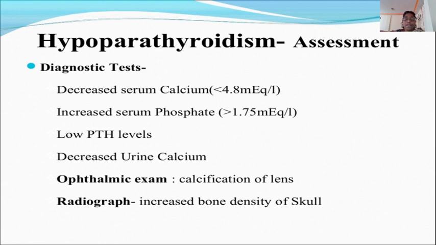Ophthalmic exam shows calcification of the lens, and radiograph shows increased bone density of the skull. Very important: in the assessment and diagnostic tests, serum calcium levels decrease and serum phosphate levels increase, parathyroid hormone (PTH) levels are low, urine calcium levels decrease, ophthalmic examination shows calcification of the lens, and radiographic examination shows increased bone density of the skull.